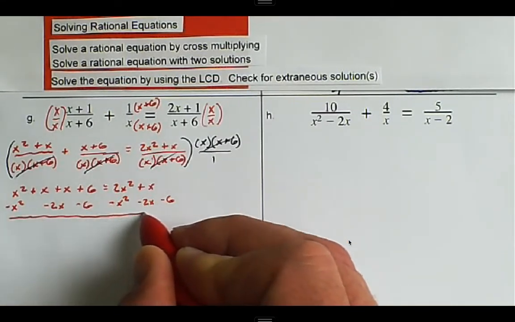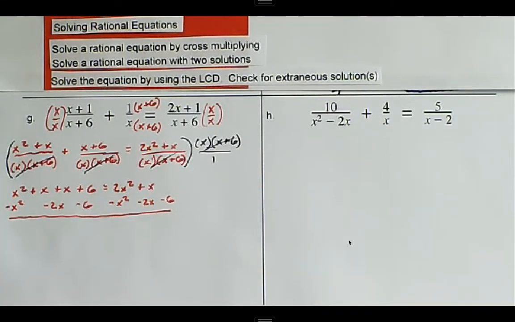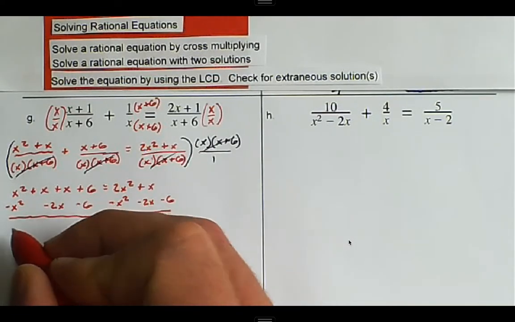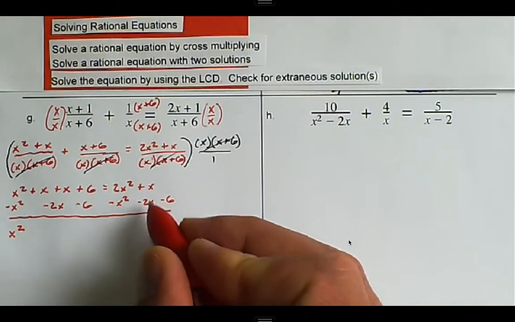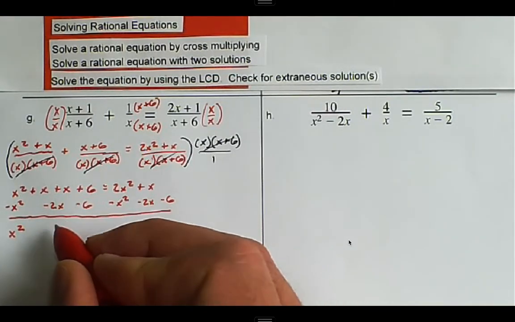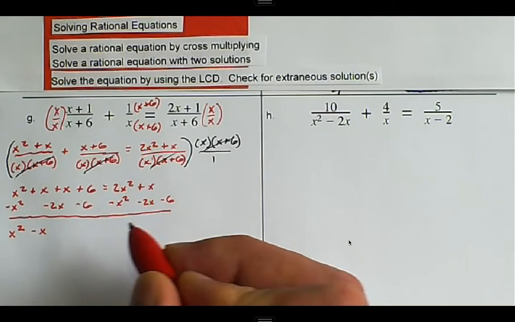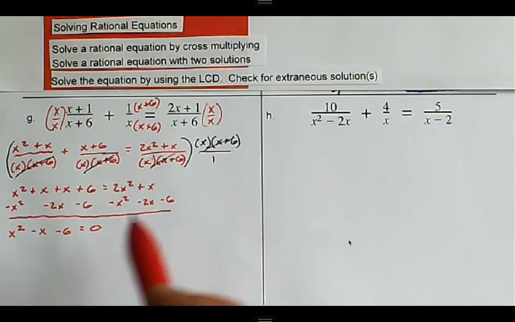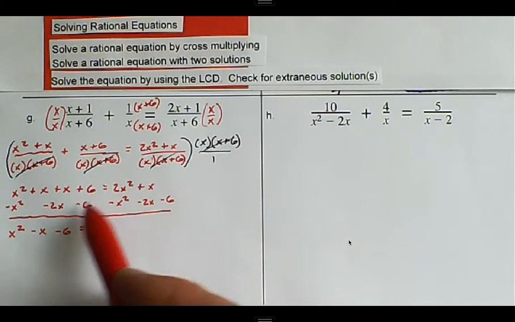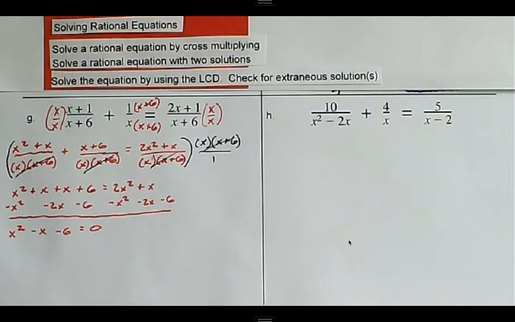And I'm going to kind of flip it a little bit, and I'm going to write x squared minus x minus 6, and that's going to be equal to 0. So what I did is I took this side, put it over here, and then put the 0 side over there. And now we can factor this.